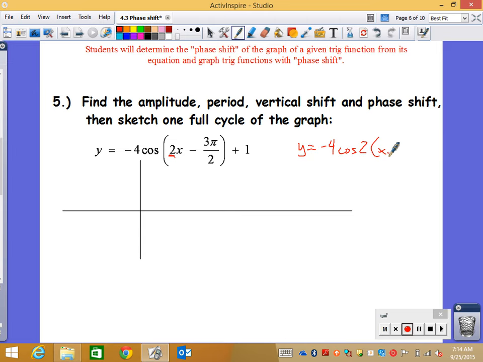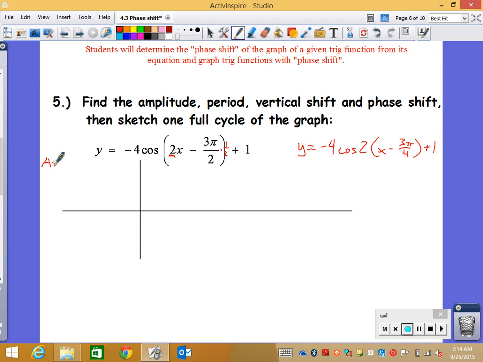And when I take a 2 out, or I can multiply by half to figure out what the new value is, 3 pi over 4. And that's subtracted. And then I have a vertical shift this time of 1. So let's write out all 4 of my key values again.